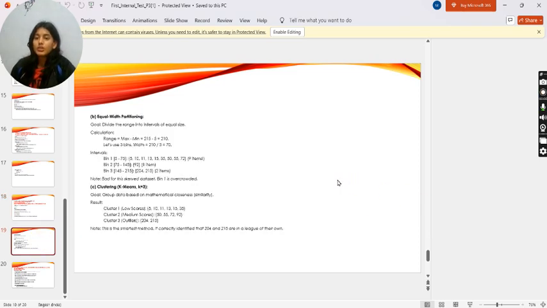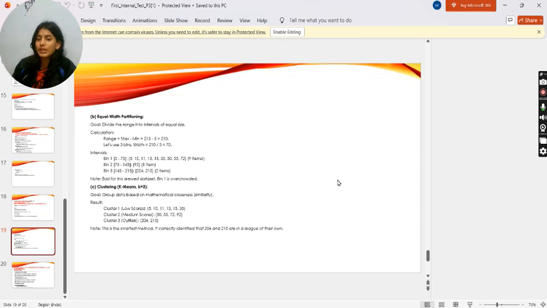Now equal width partitioning. Goal is to divide the range into intervals of equal size. Calculation: the range is equal to max minus min, so it will be 210. Let's use 3 bins with 210 by 3 is equal to 70. Now intervals: B1 is equal to 9 items, B2 is equal to 1 item, B3 is equal to 2 items. Note, bad for this skewed data set. Bin 1 is overcrowded.